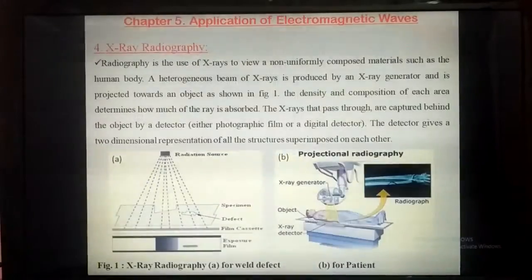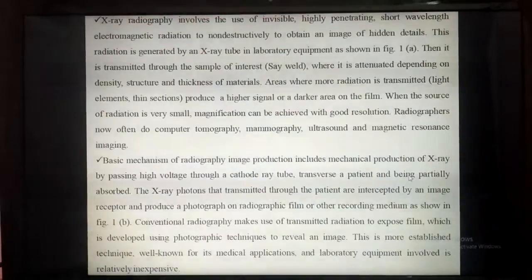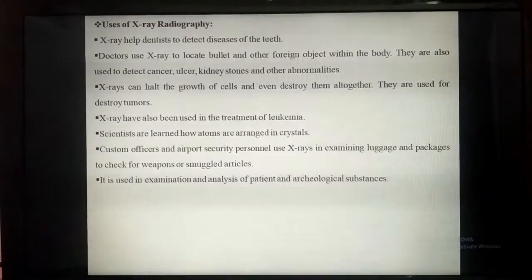This is the figure. The source is placed near the patient's hand to find a fracture of the bone on the radiographic plate or detector. Conventional radiography makes use of transmitted radiation to expose film, which is developed using photographic technique to reveal an image. This is a more established technique, well known for its medical application, and the laboratory equipment involved is relatively inexpensive.